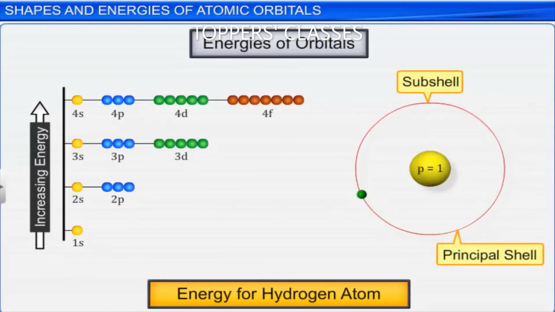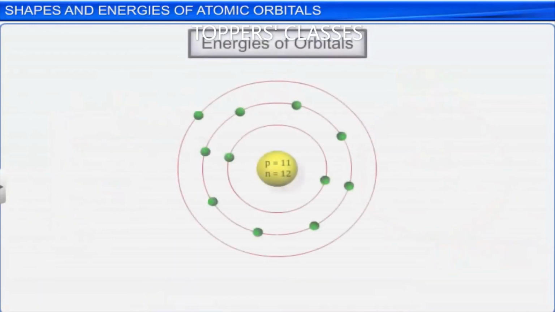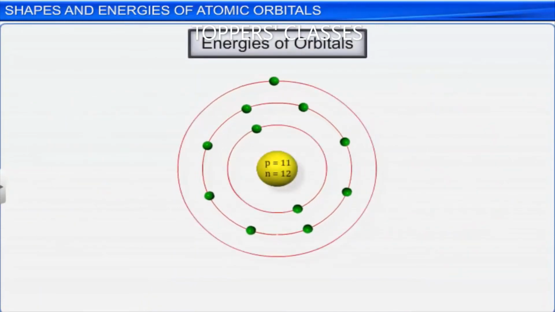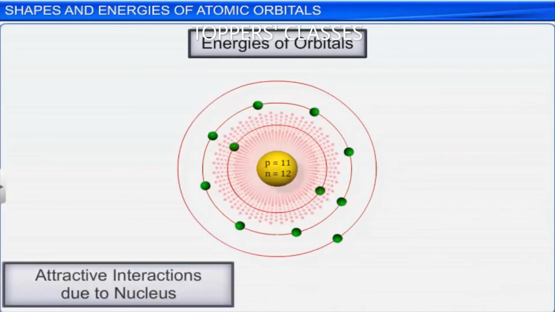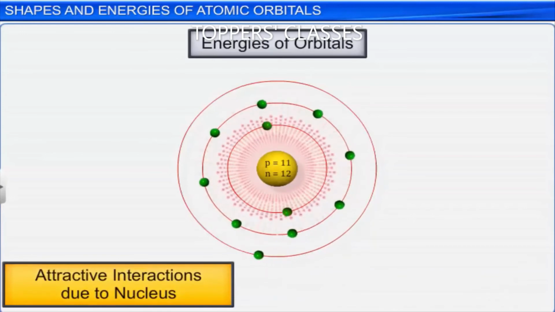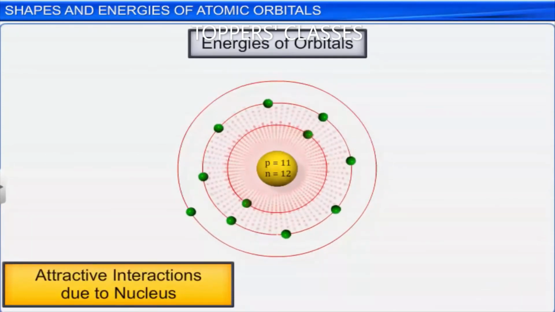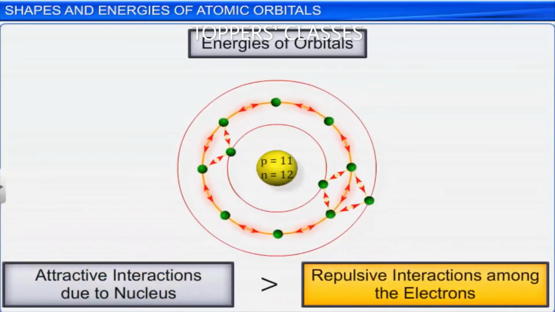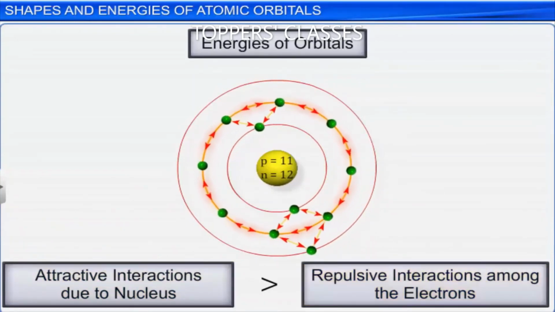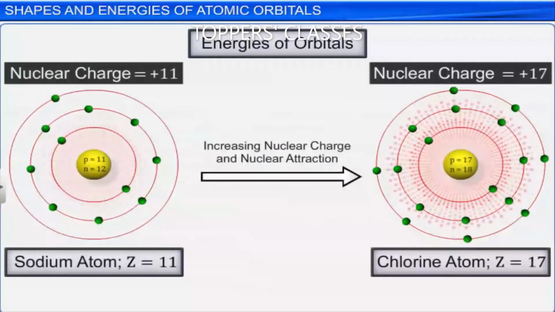Despite these repulsive interactions, the multi-electron atoms are as stable as the hydrogen atom, because the net attractive interactions between these electrons and the nucleus are more than the repulsive interactions among the electrons. The attractive interactions of an electron increase with increase in positive charge on the nucleus.